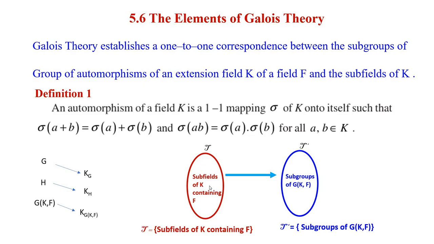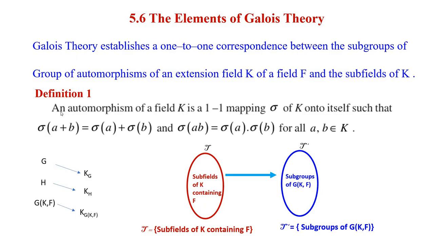Mainly, we are going to relate the fields. Any subfield is treated as a field, and the subgroups are treated as groups. So it is a relation between fields and groups: subfields of K containing F, and subgroups of GKF. What is GKF? It is the collection of all automorphisms of K. What is K? K is an extension of F, and the automorphisms leave the base field elements fixed.